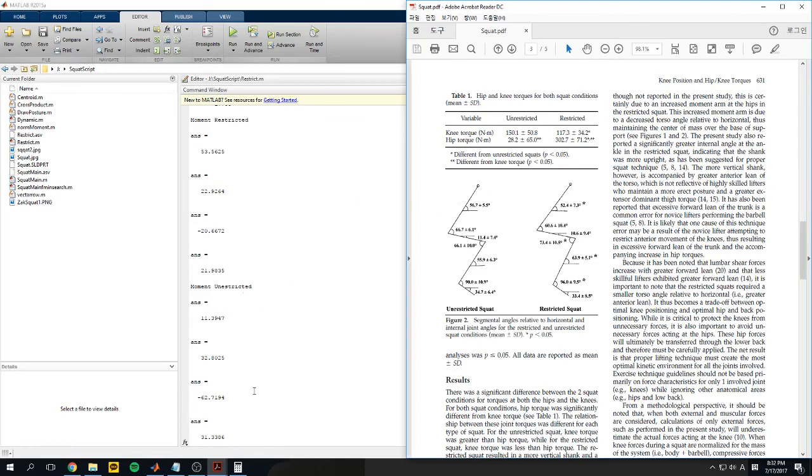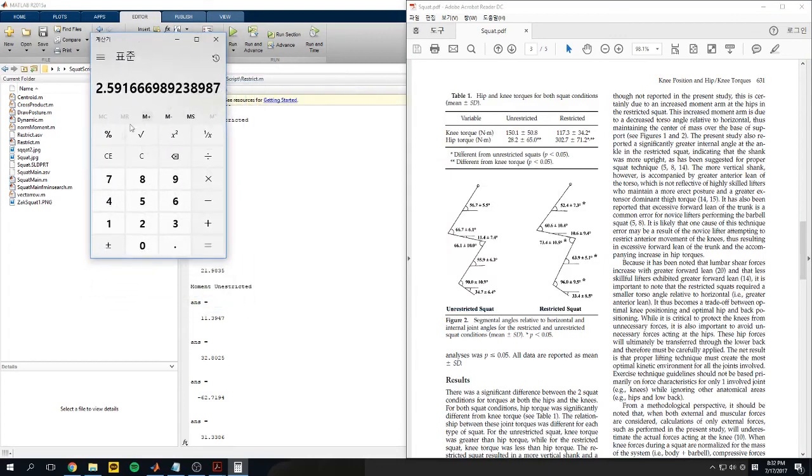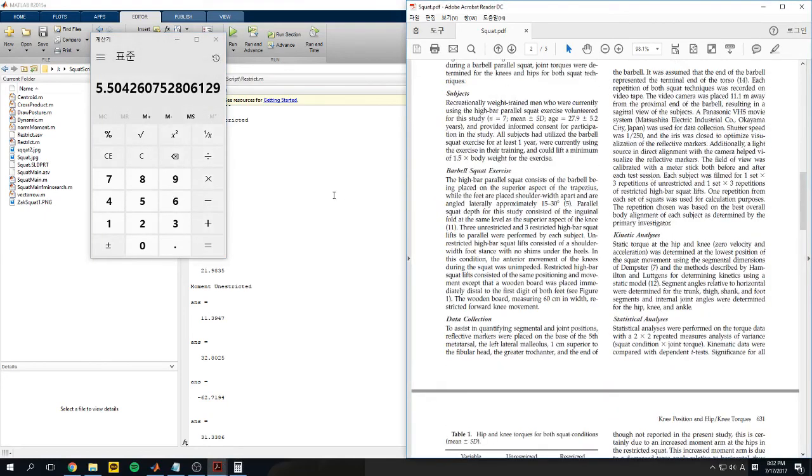Secondly, for the moment unrestricted, we can do the same calculation. So just checking, our knee torque is greater than the hip torque. And by how much? We'll check it out right now. 62.7194 divided by 11.3947, which we get 5.5. Whereas in the paper, the knee torque was greater than the hip torque by 5.35. So you can see that the results were very close. And the same conclusion can be drawn comparing this paper versus my script.